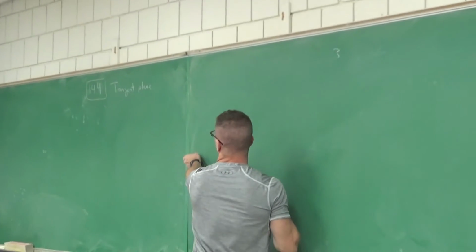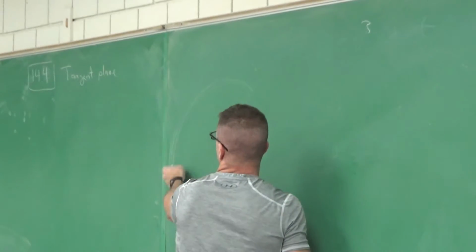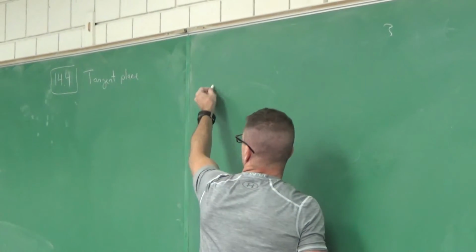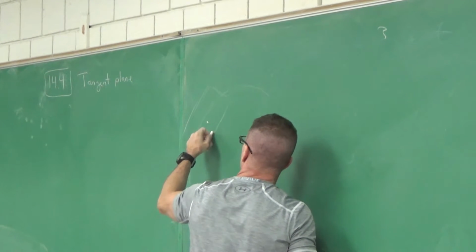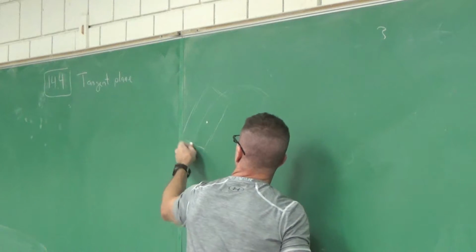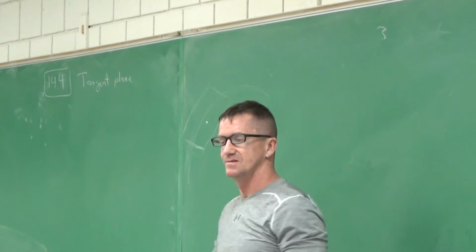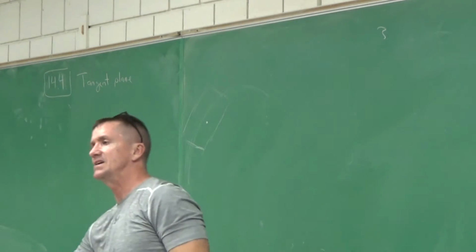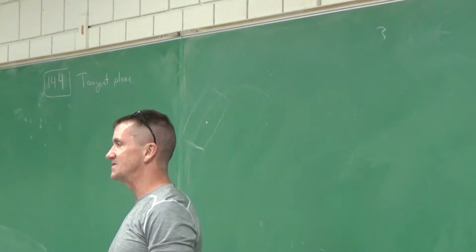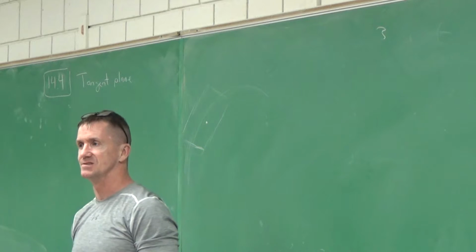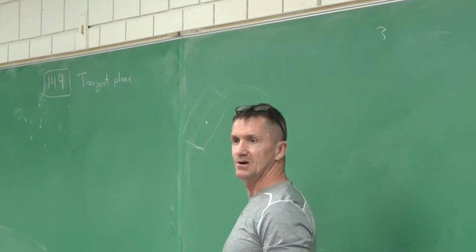Well, maybe there's a sphere here, and there's some point. But we can get the equation of a tangent plane to a surface. So remember, a tangent line to a curve, tangent plane to a surface. We just need the equation. Well, it may look familiar.